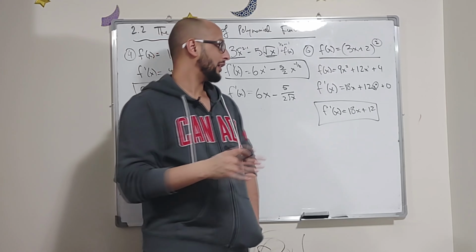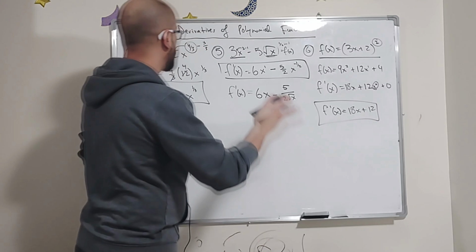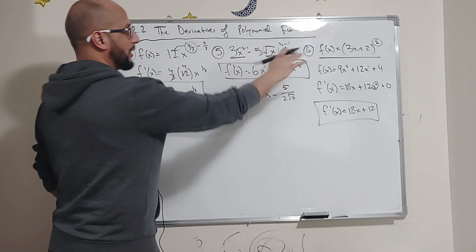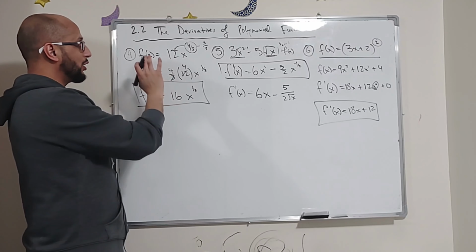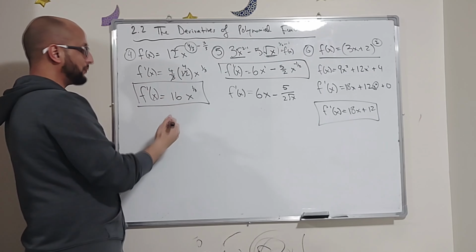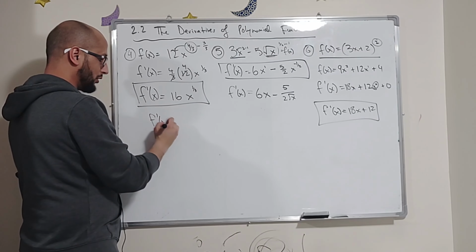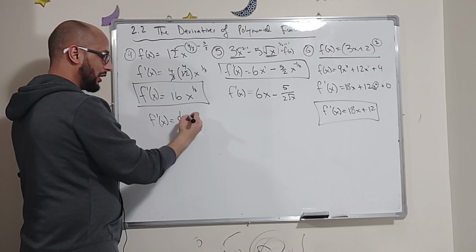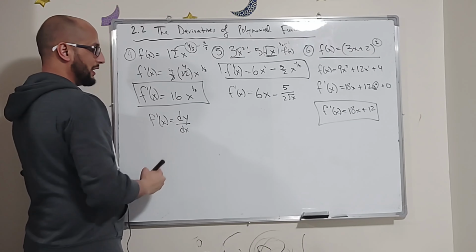So 12 multiplied by 1, or any number multiplied by 1, would be that number itself. What I want to expand on a little bit more is how you write these in Leibniz notation. Your process is essentially the same. The derivative function is essentially the same thing as dy over dx.